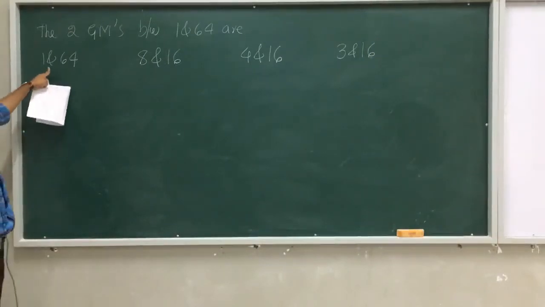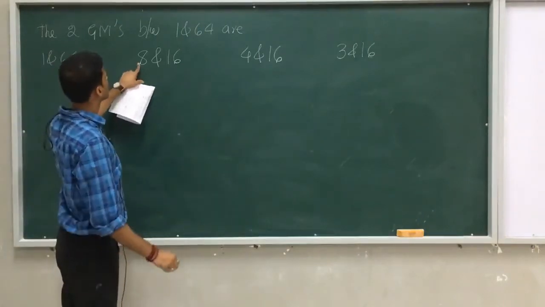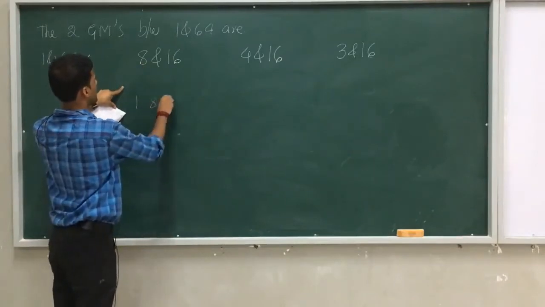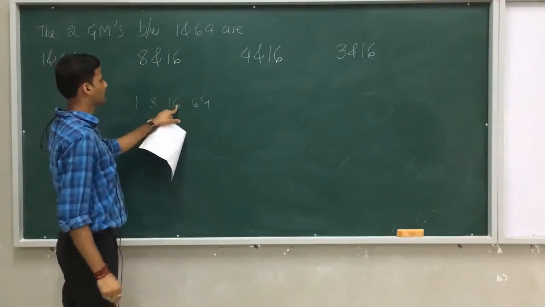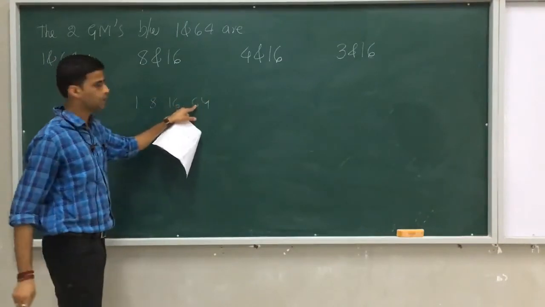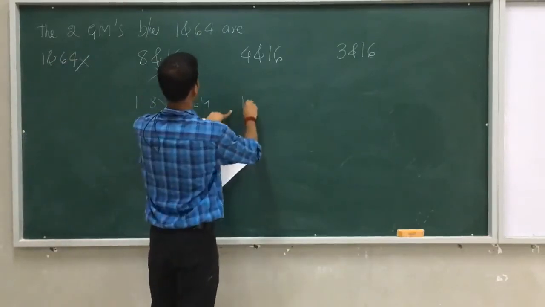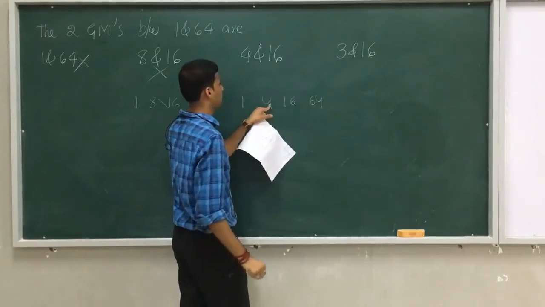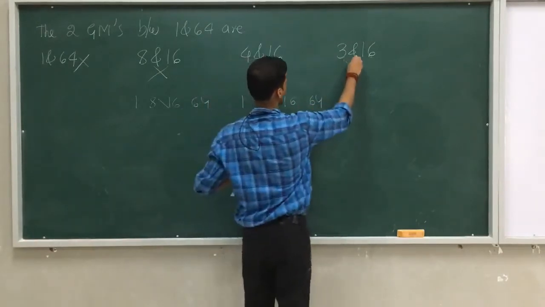Obviously 1 and 64 will not come. Then 8 and 16 will never come, because if we take 1, 8, 16 and 64, 1 8s are 8, 8 2s are 16, 16 4s are 64. So obviously this will not be an option. If you take this 1, 4, 16, 64, 1 4s are 4, 4 4s are 16, 16 4s are 64, and this will be the answer.